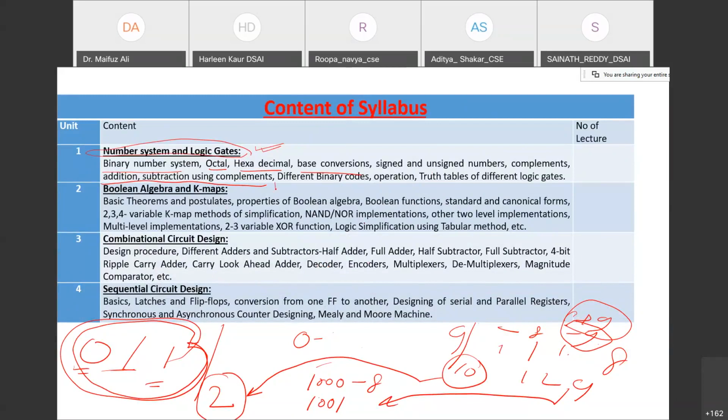And different types of binary code. So we know the code already. I hope you have learned the code. So we have to learn the various types of coding systems. The operations, then the truth table of different logic gates. Logic gates means if you add something or if you multiply something, how to multiply.